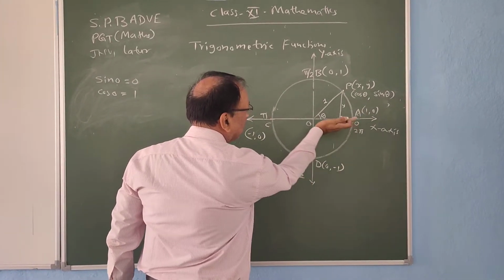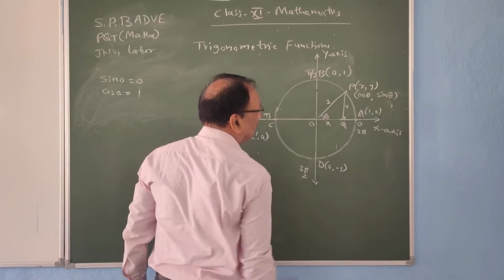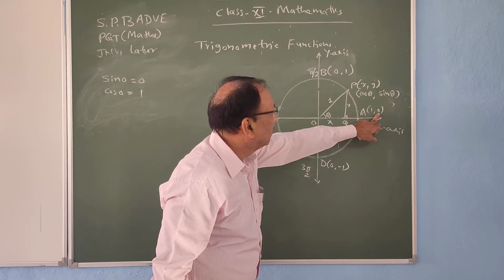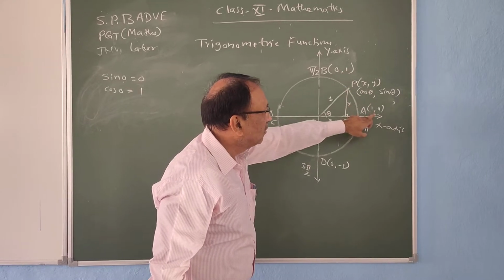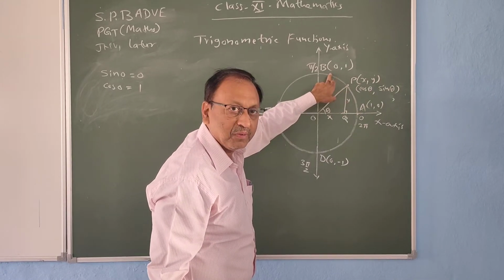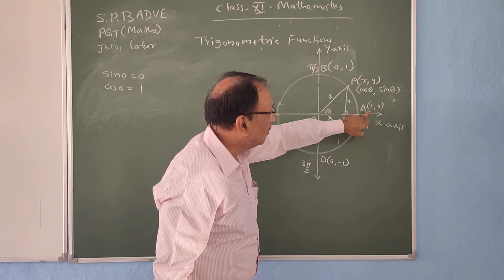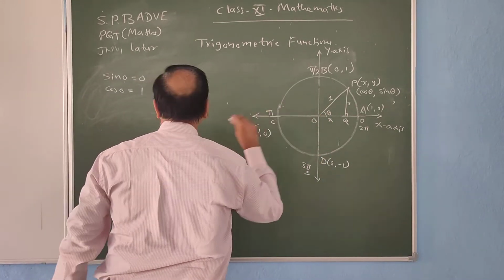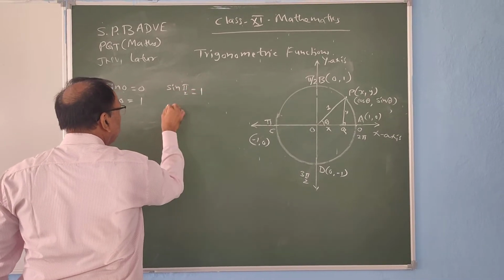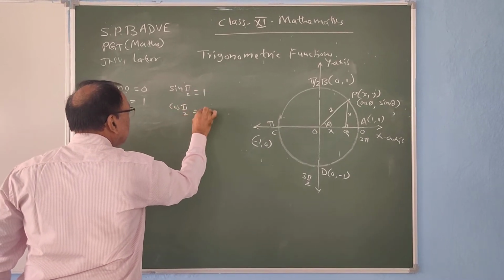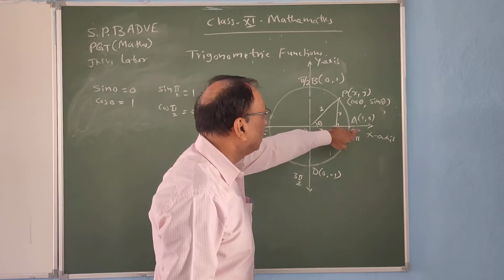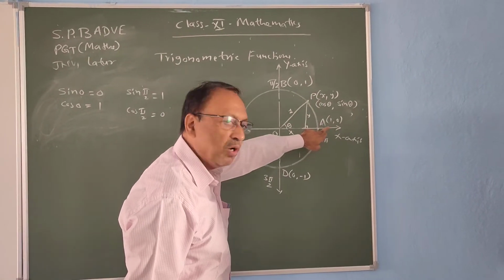Now, as the angle goes on increasing from 0 to pi by 2, what will happen? You see, the sine function goes from 0 to 1. So sine goes on increasing from 0 to 1 and cos goes on decreasing from 1 to 0. Because sin 0 is 0, cos 0 is 1, and then sin pi by 2 is 1 and cos pi by 2 is 0. Means what can we conclude? In the first quadrant, sin goes on increasing from 0 to 1 and cos goes on decreasing from 1 to 0.